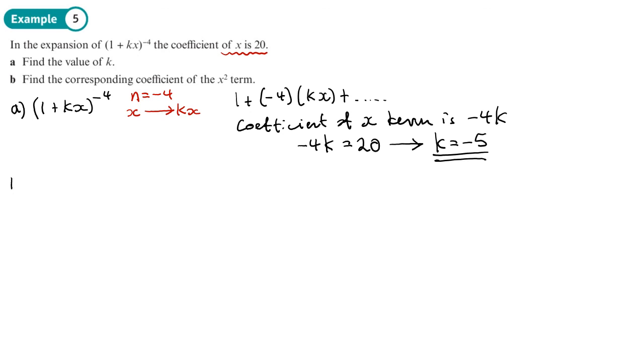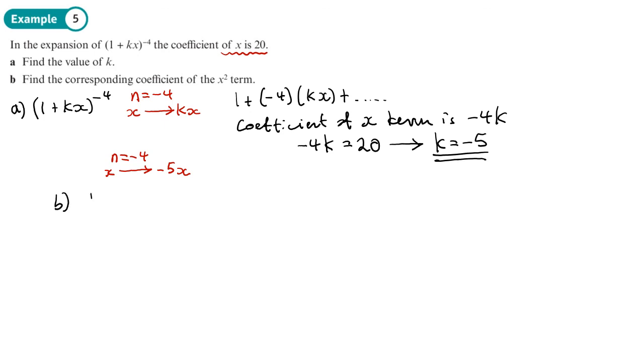So I will just carry on the expansion that I did before. So I've got 1 plus, now that I know what k is, negative 5. In the expansion, n is still going to be negative 4, but where x is, I'm going to put minus 5k. Oh, sorry, just minus 5. We've worked out k, haven't we? So where x is, I'll put negative 5x. So let me write that expansion out with that information.